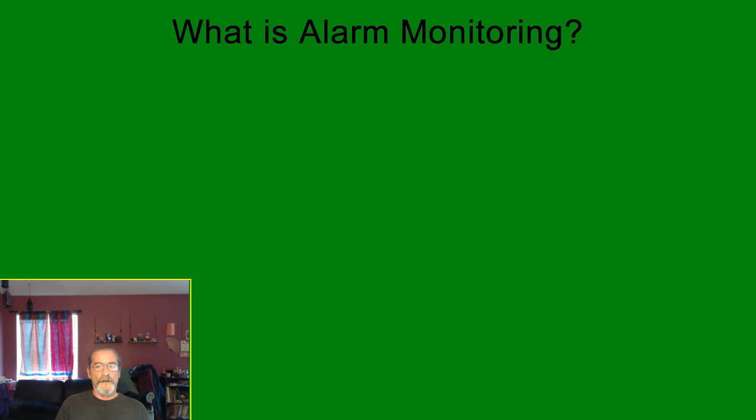What is alarm monitoring? Alarm monitoring is basically your system is being monitored and it alerts somebody else to the presence of an intruder or a fire or a carbon monoxide alarm. Your alarm monitors your house, and someone else monitors your alarm, whether it be you or a central station or just a local bell that alerts anybody that might be in the area.